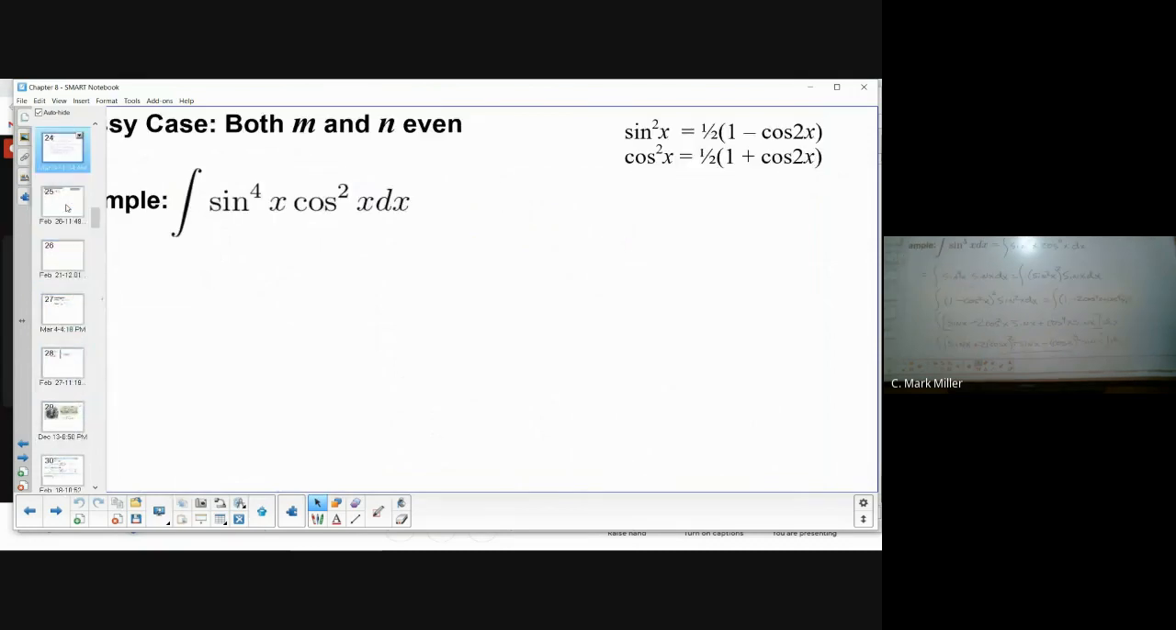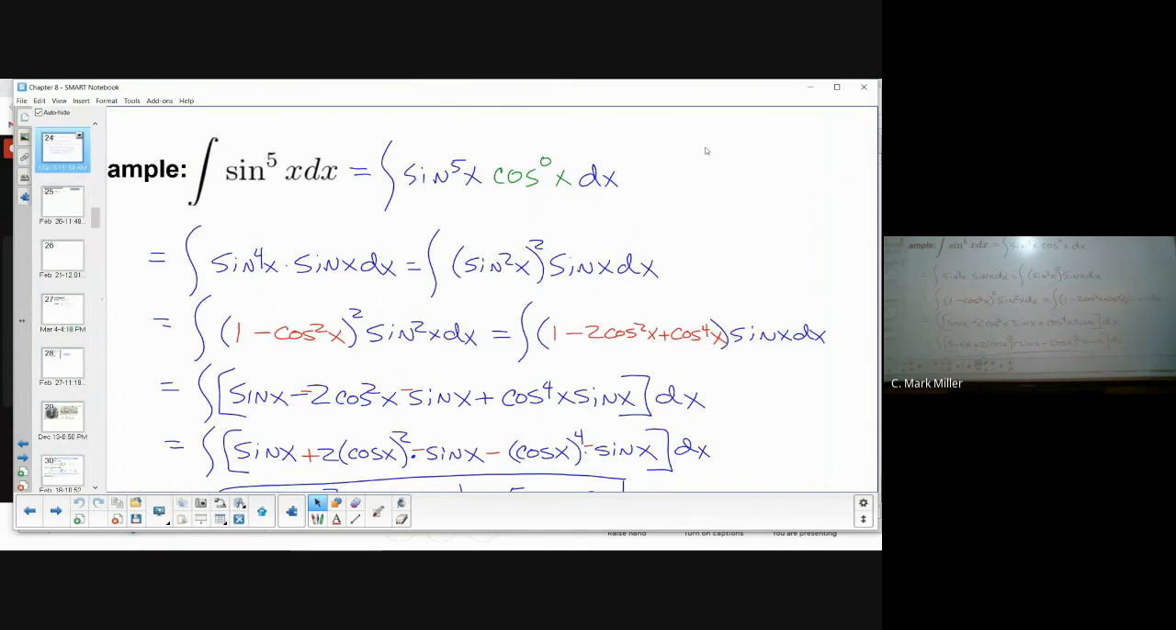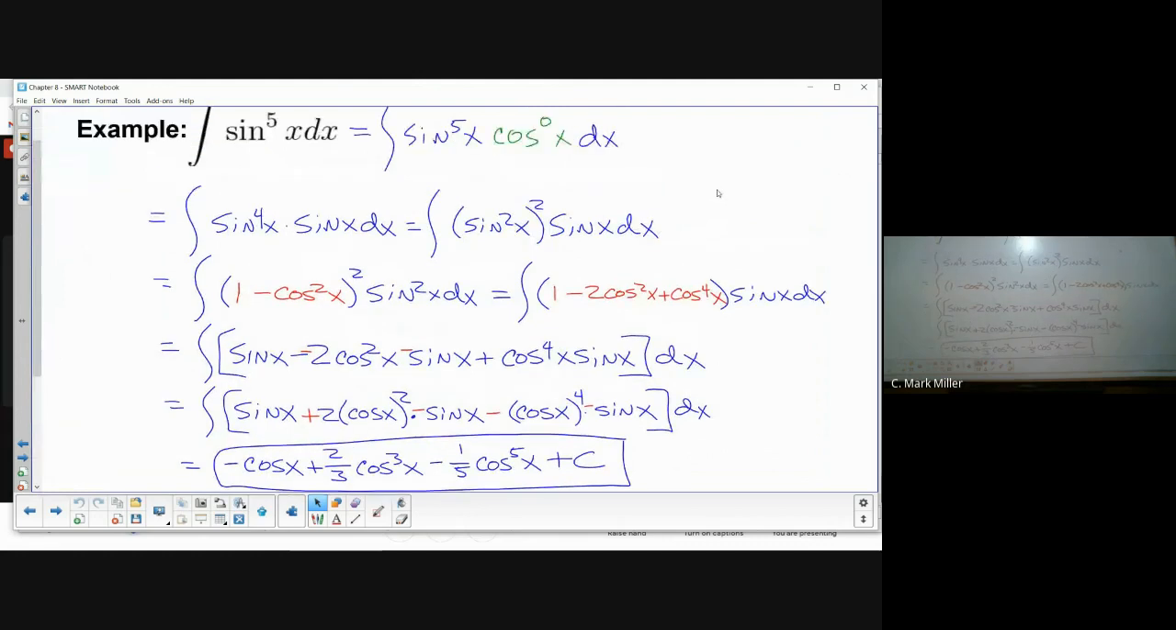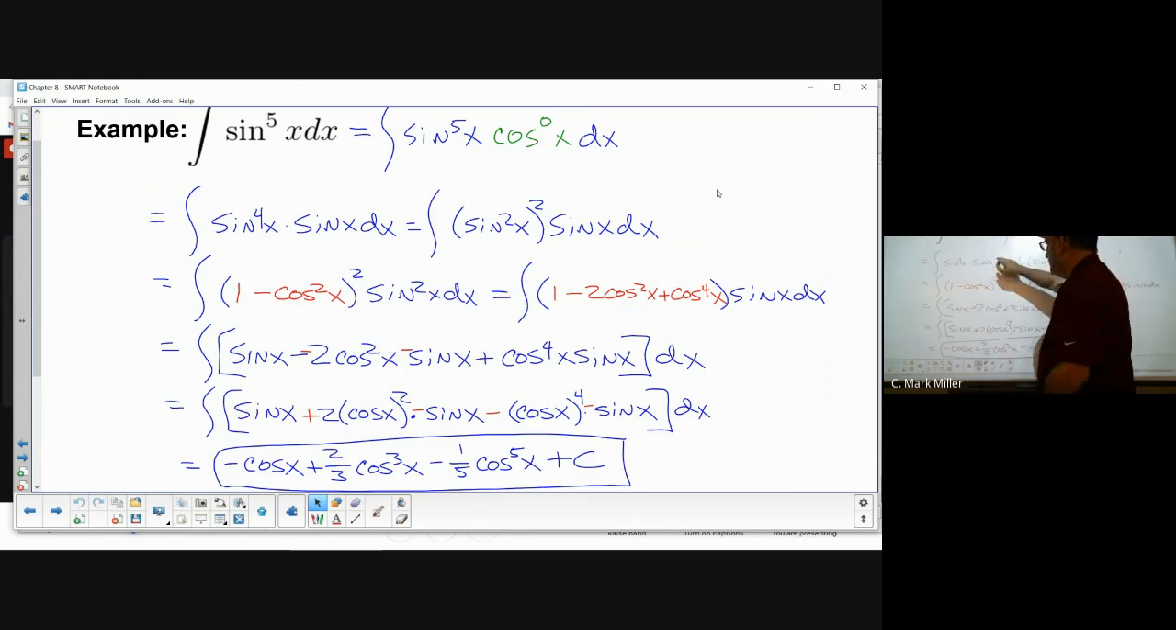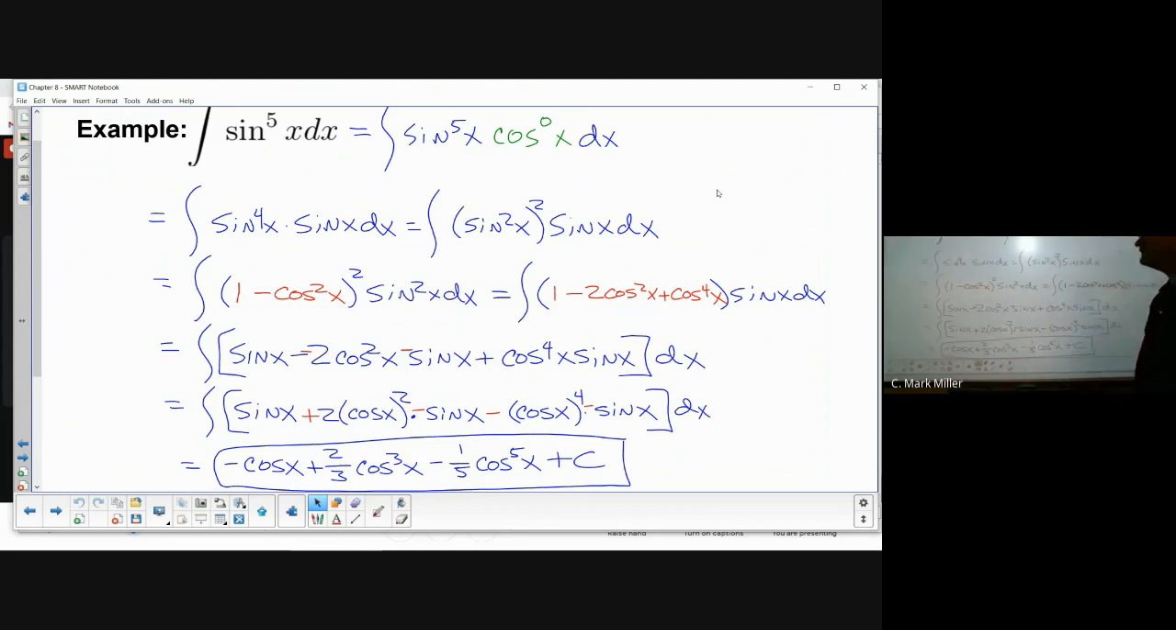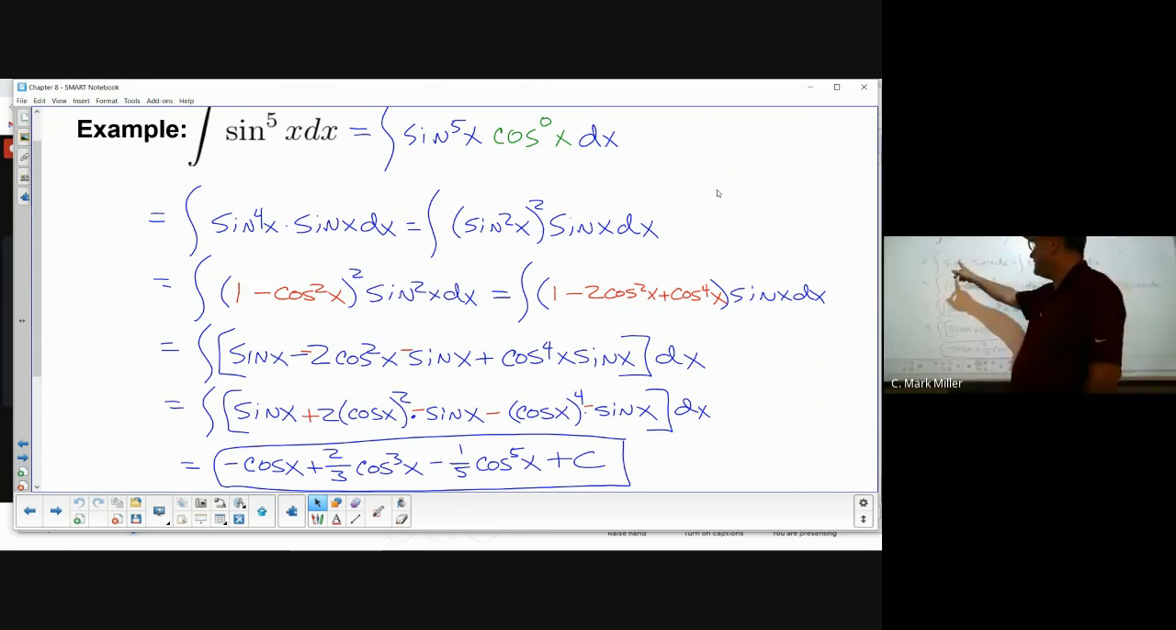Okay, that's what we just did. What was the key here? The key was recognizing you had sine to an odd power. That is where you start. Sine to an odd power, you're going to peel off one of the sines and make it sine to one less power. And now the one less power has to be even, excuse me. This has to be an even.